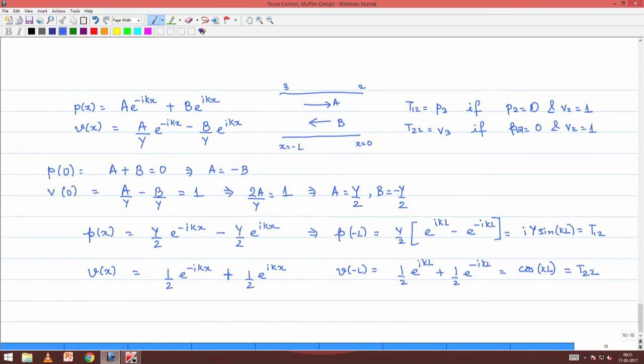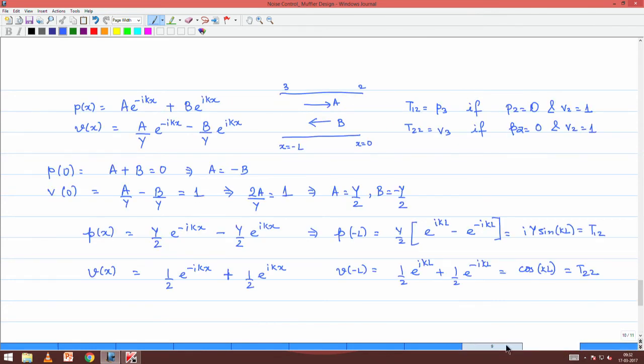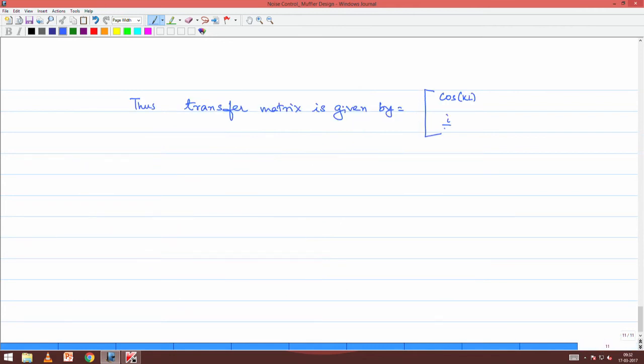So, we have found all the 4 entries which are actually called 4 pole parameters of our transfer matrix. So, let us rewrite the transfer matrix in its grand entirety once again. Thus, cos k L, I by Y sin k L, I Y sin k L, and cos k L. This is the transfer matrix that we have got.